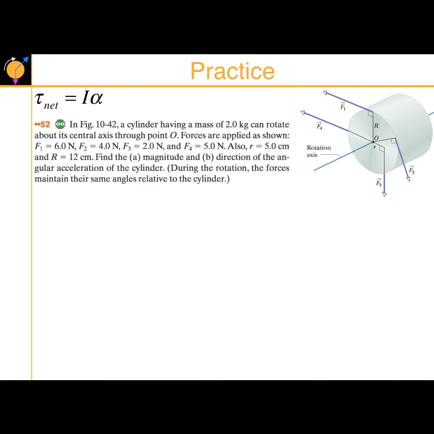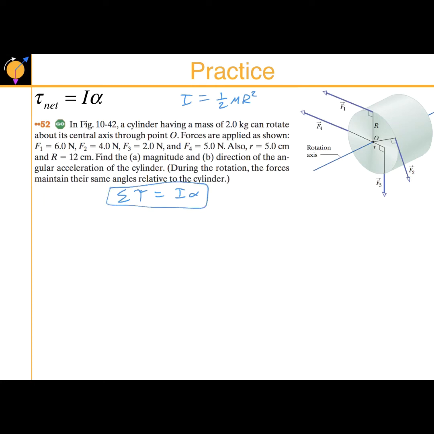Another example. This is similar, right? We have a disc or a cylinder, so we know its moment of inertia is going to be 1/2 mr squared. And we have 4 forces acting on it. It says to find the magnitude and the direction of the angular acceleration of this cylinder, right? So to find the angular acceleration, we do the sum of the torques is equal to I alpha, and we solve for alpha to get the angular acceleration.